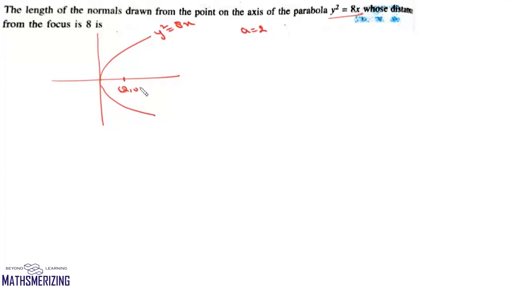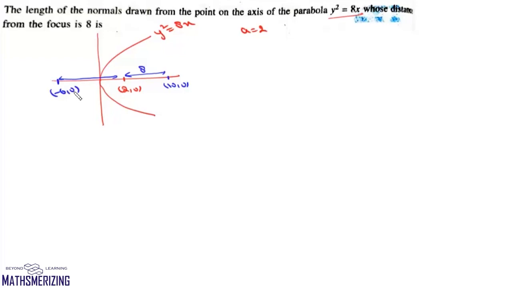Now here the question is, find the length of the normal drawn from a point on the axis of the parabola y square equals 8x, whose distance from the focus is 8 units. So we'll draw this parabola, y square equals 8x. Now the value of a here is 2, so the focus is at (a, 0), so it will be (2, 0). Now any point which is at a distance of 8 units from it will be either (10, 0) or (-6, 0).